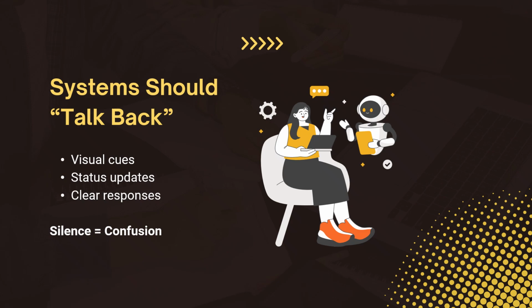In HCI, we say that systems should constantly talk back to users. Not with words necessarily, but with signals. Some kind of visual feedback, maybe messages, or maybe a change in the state. When a system goes quiet, users will feel lost.